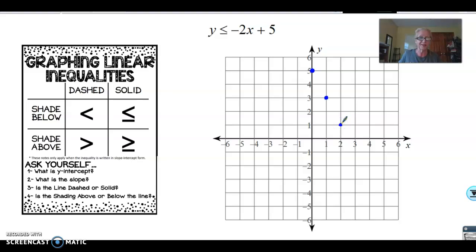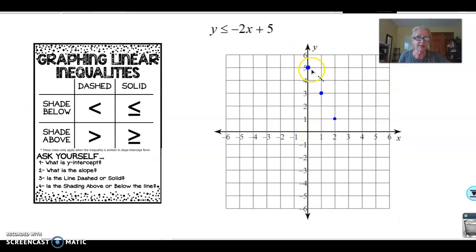Rather than try to draw this line, I'm going to use the line drawing tool because I stink at drawing lines. I don't want the dashed line. How did I get the dashed line? No, I don't want that.